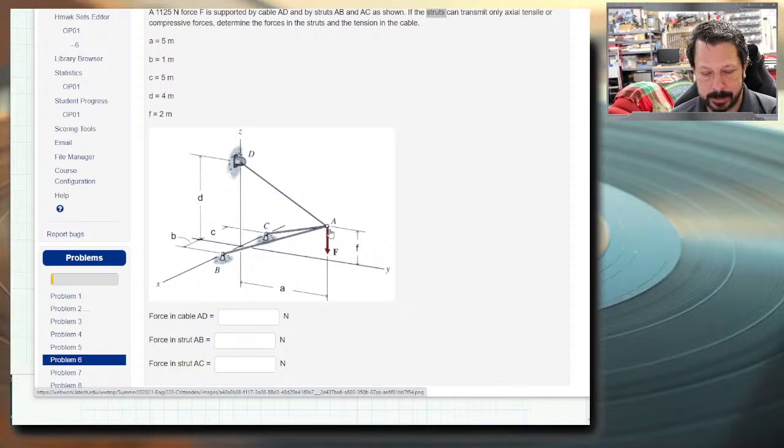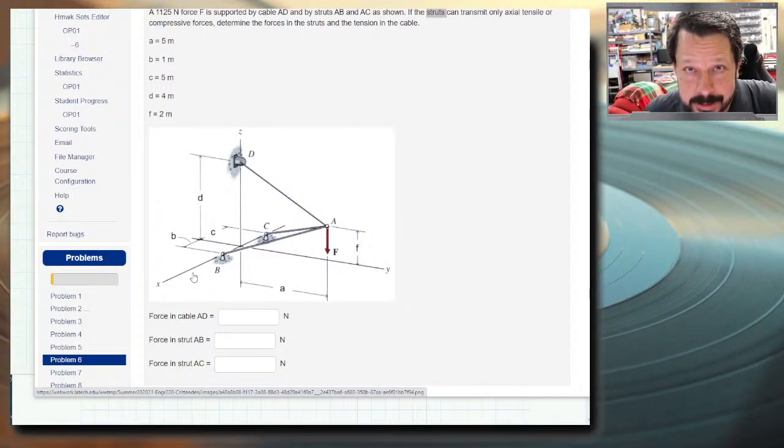And looking at this thing, if I imagine a force pulling down at A, then I kind of think AC and AB are actually in compression. They're trying to be squished a little bit. And AD, the cable, is clearly trying to be pulled. So I think AD is tension, AC and AB are compression.